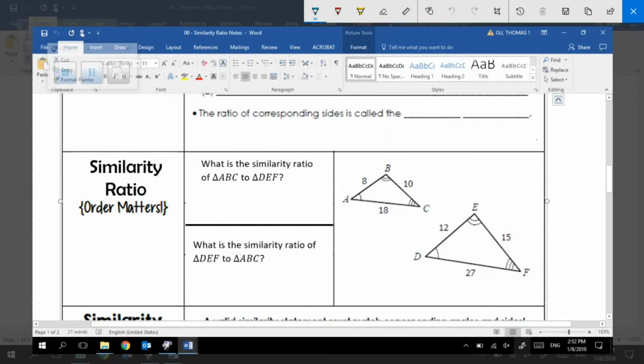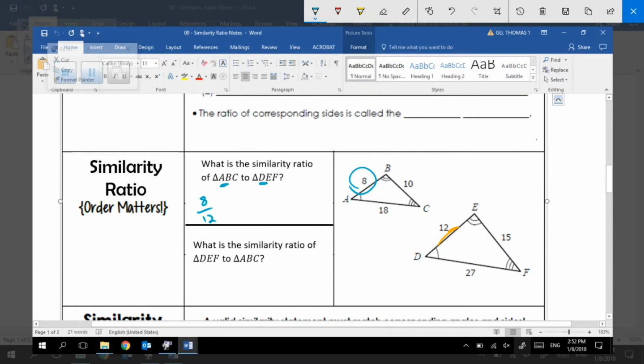Take a look at the first question. What is the similarity ratio of triangle ABC to triangle DEF? Remember, the order does matter. All you have to do to find the similarity ratio is pick a side. I'm going to pick AB. AB is similar to which side? We're not going to say congruent because it's not congruent. It's similar. So AB corresponds to side DE. AB is 8, DE is 12. So 8 to 12 is going to be my similarity ratio.